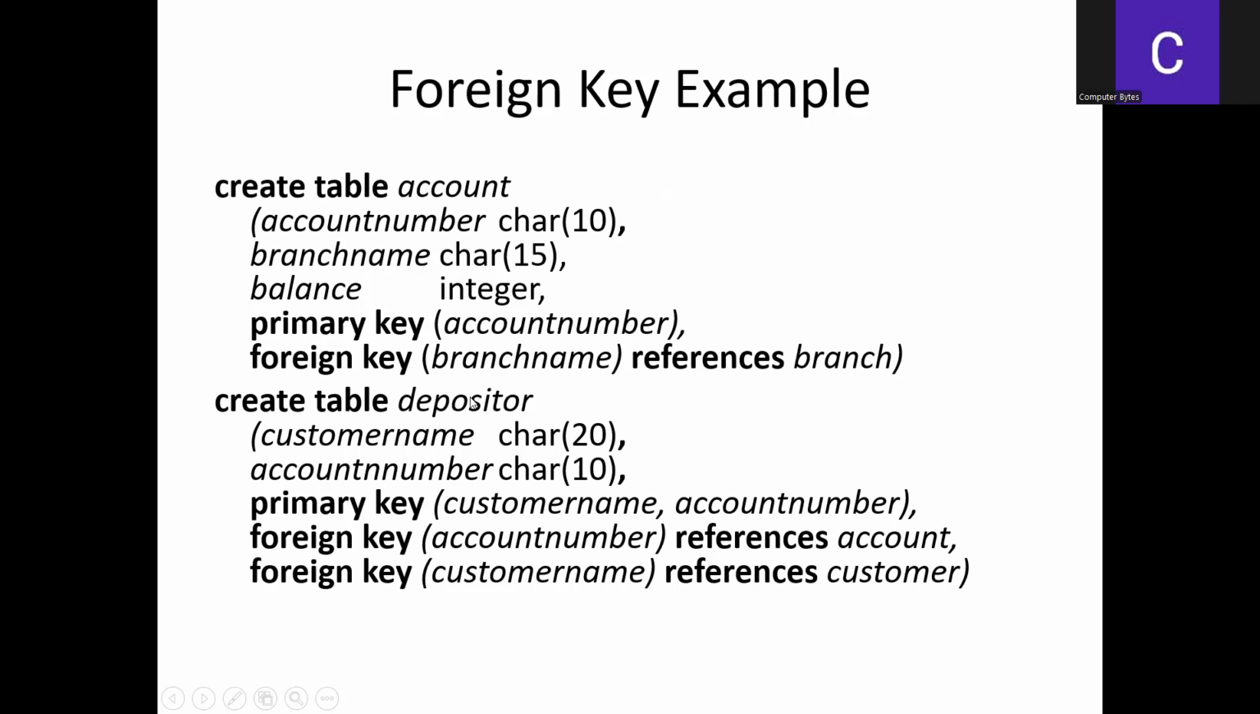So another example is depositor, which has the fields customer name and account number. Here the primary key is the combination of both customer name and account number. Foreign key is this account number which references this account. So whatever account numbers exist in that table, those alone you can give over here. Any new values other than in that table you cannot give. And another foreign key, customer name, also references another table, the customer table. The customer name in the customer table will always be referenced by this depositor.